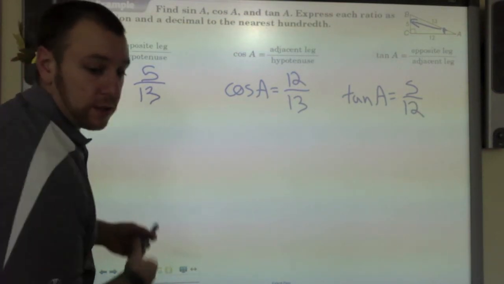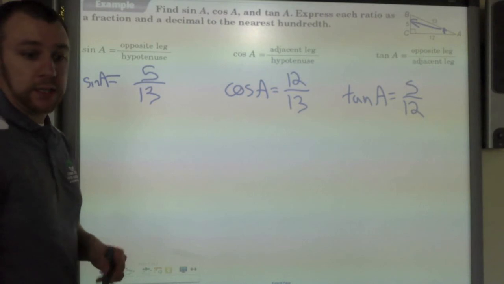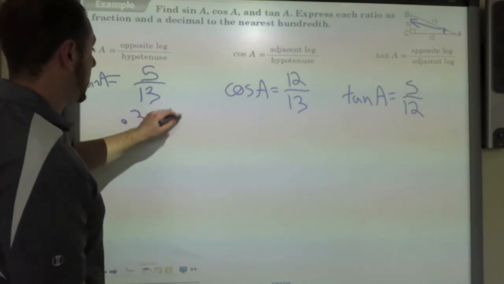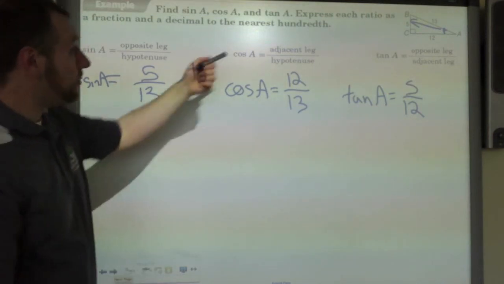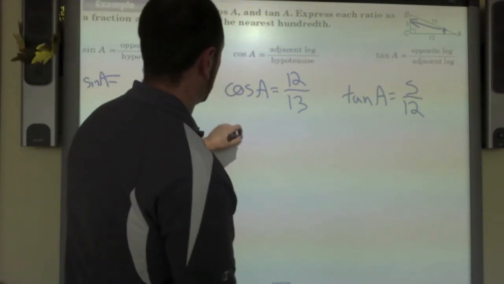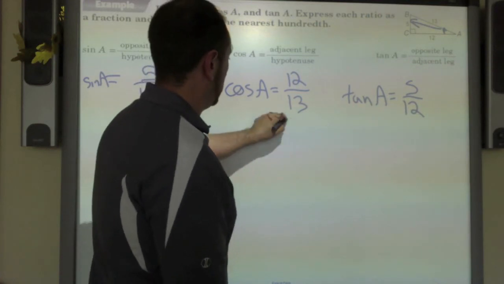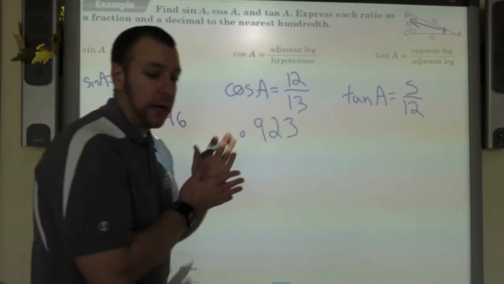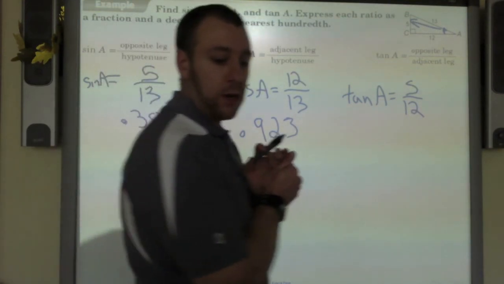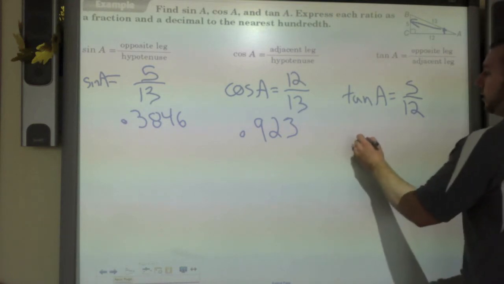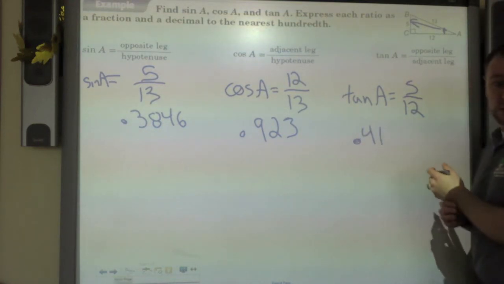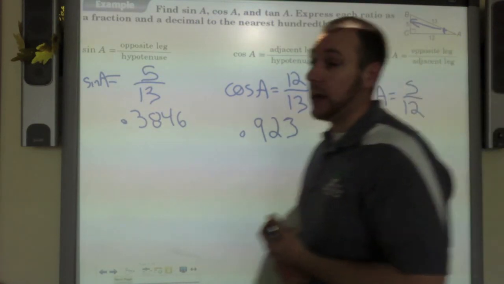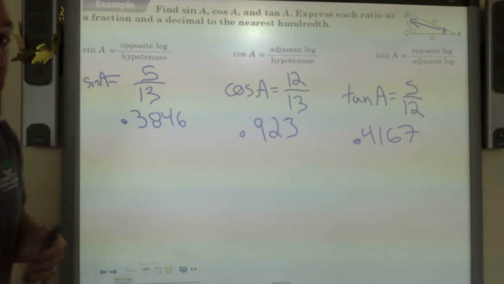So what happens is we set up these ratios. We can also reduce them down by dividing in our calculator. What we do is just 5 divided by 13, that comes out to be 0.3846 approximately. 12 divided by 13, it's really close to 1. It's 0.923. And the tangent of A is 0.4167.